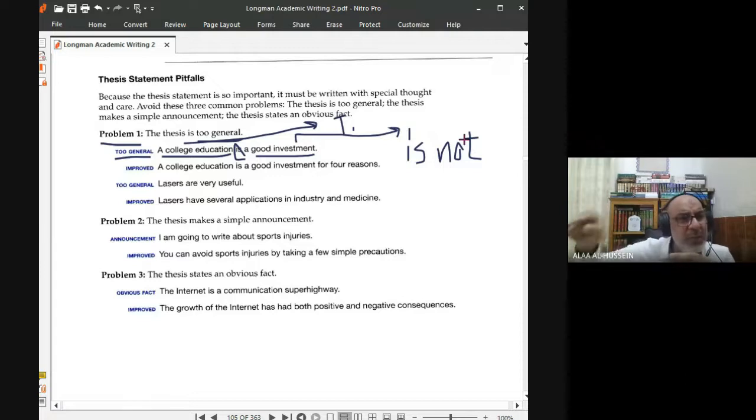and what follows the verb. Then a college education is a good investment, is an excellent sentence, but it is a bad thesis sentence.